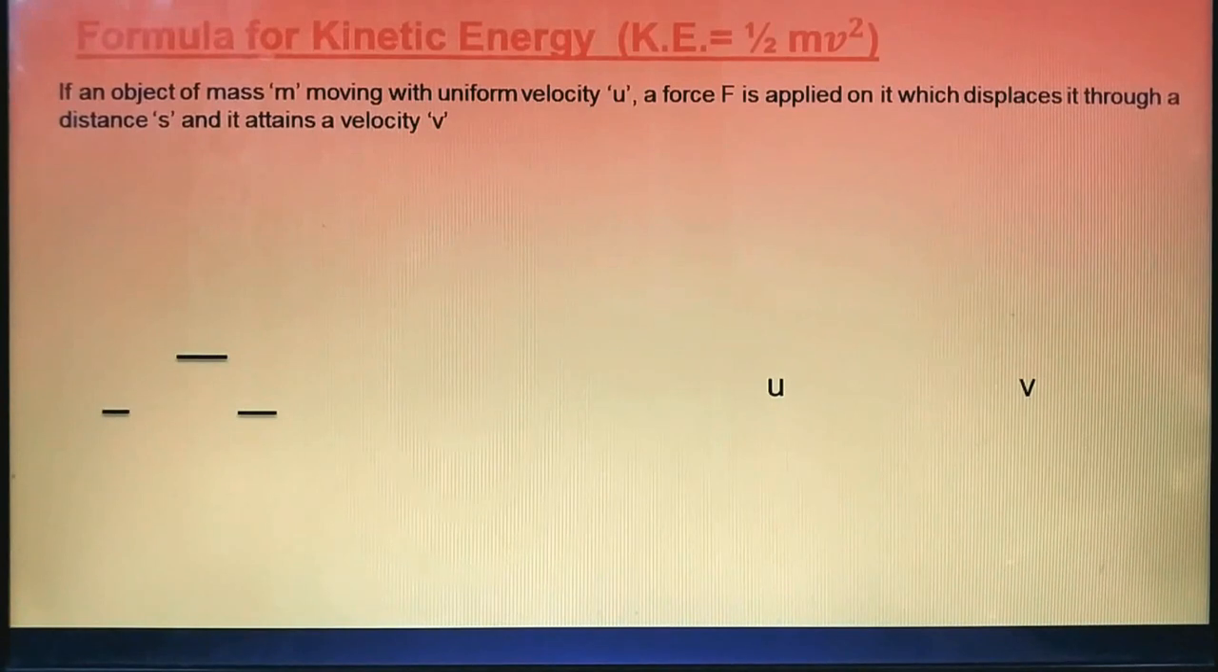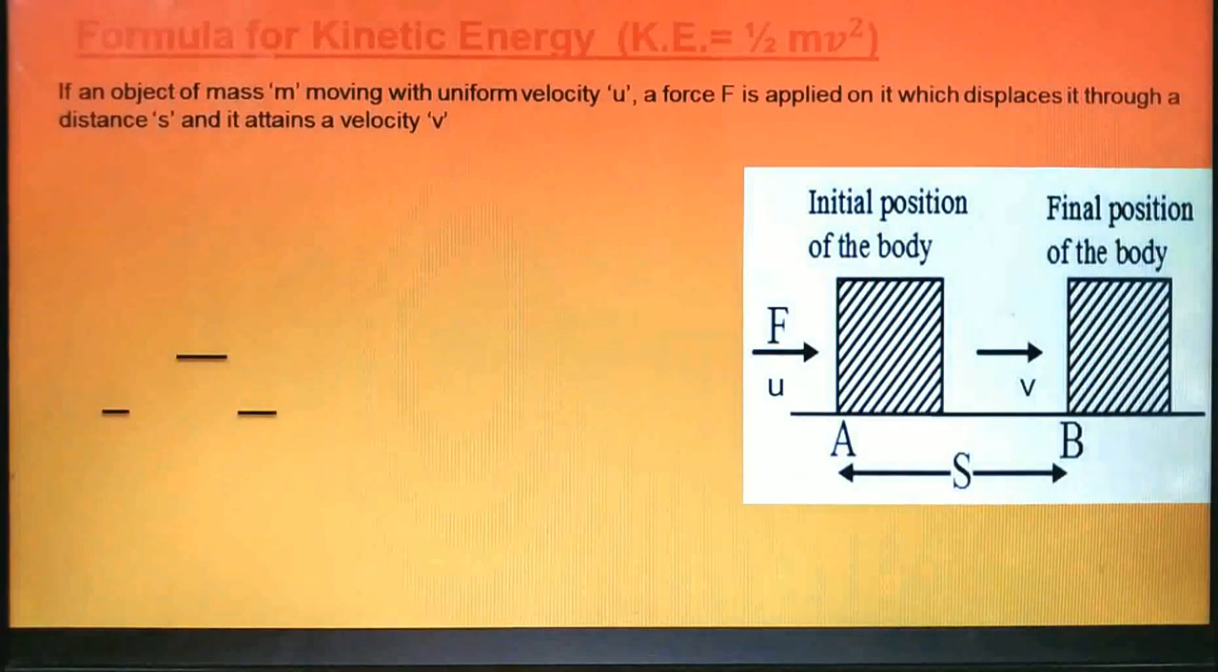Now we are going to derive this formula. Suppose an object of mass m is moving with uniform velocity u, you can also see in this diagram, force F is applied on it which displaces it through a distance s and it attains a velocity v. सपोज एक ऑब्जेक्ट है जिसका मास m है, वो मूव कर रहा है यूनिफॉर्म वेलोसिटी u के साथ. उसके ऊपर फोर्स F लगता है जिसकी वजह से उसकी वेलोसिटी में चेंज होता है u से v में और वो सर्टेन डिस्टेंस कवर करता है दैट इज इक्वलेंट टू द s.